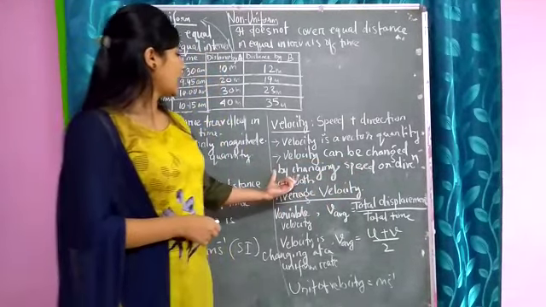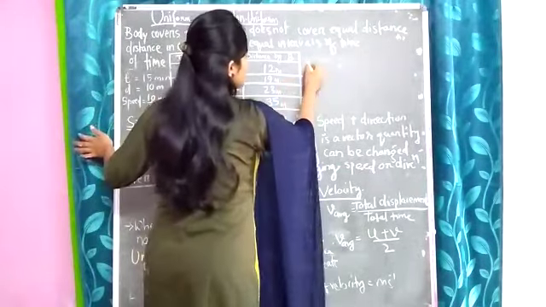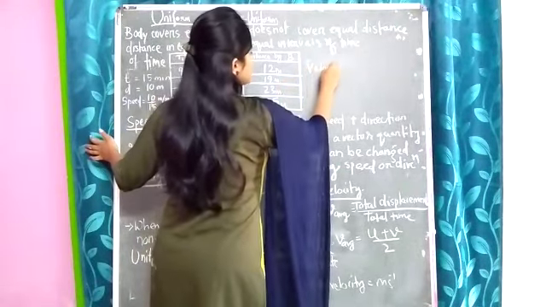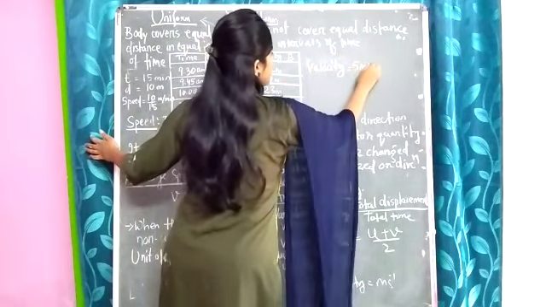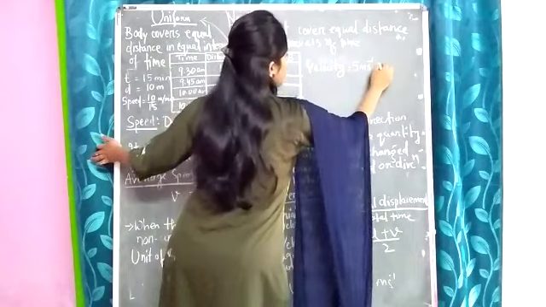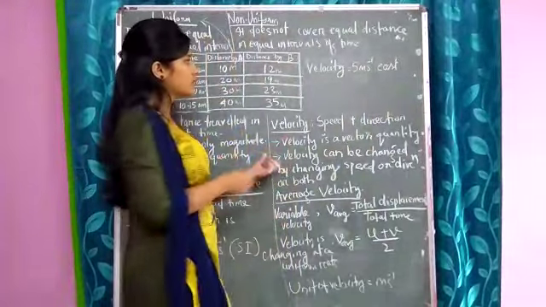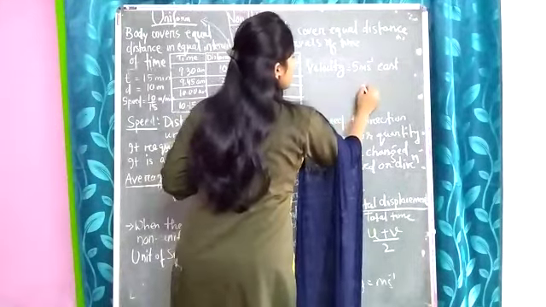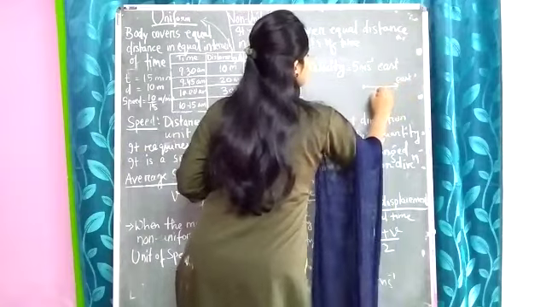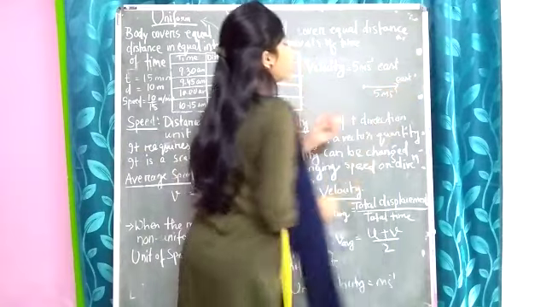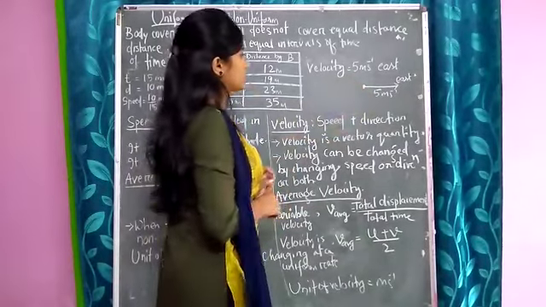Suppose we are defining a velocity like this. Velocity is 5 meter per second towards east. So a body is moving with a velocity of 5 meter per second towards east, meaning per second it is covering 5 meter distance.